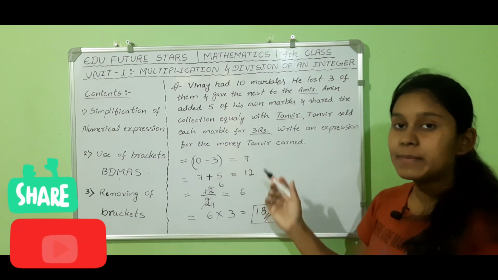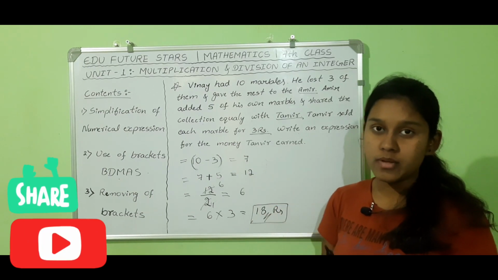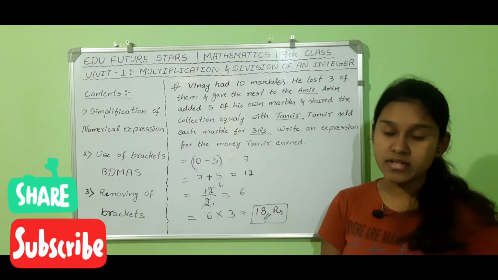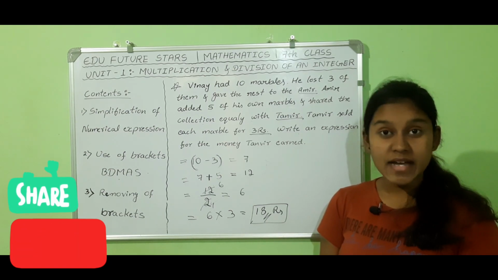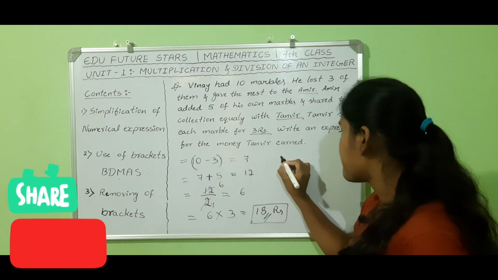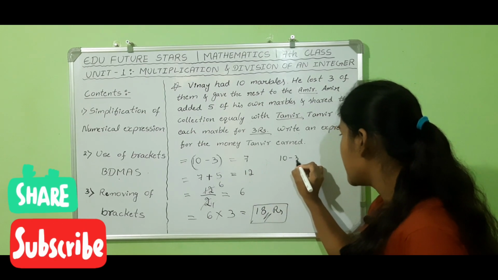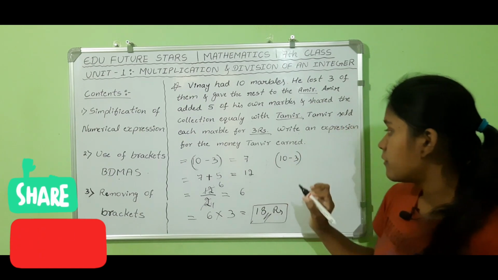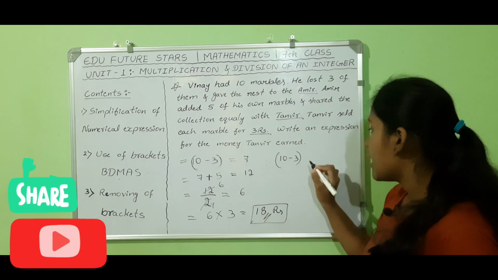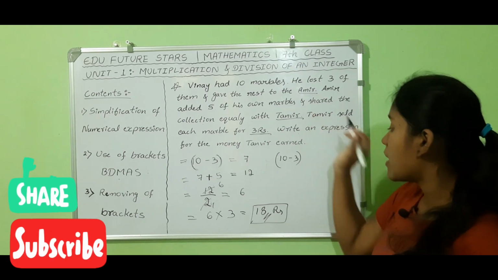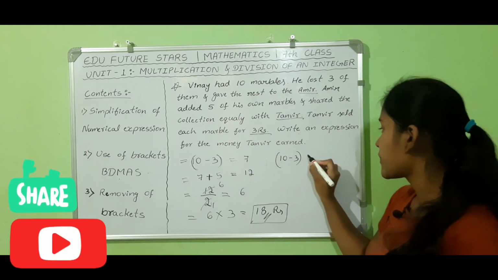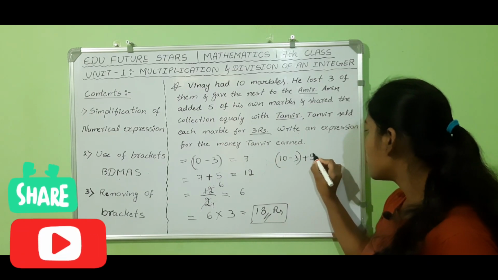This is how I split it and we solved the problem. How can we write this in a single expression? Any idea? Let's write that. Here what is the first data? 10 minus 3, right? Out of 10, Vinay lost 3 marbles. Again, what is he doing? He is giving to Amir. And Amir added 5 more marbles to this. Correct? Amir added 5 more marbles to this.